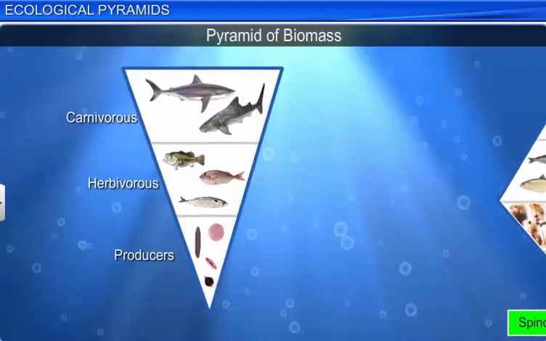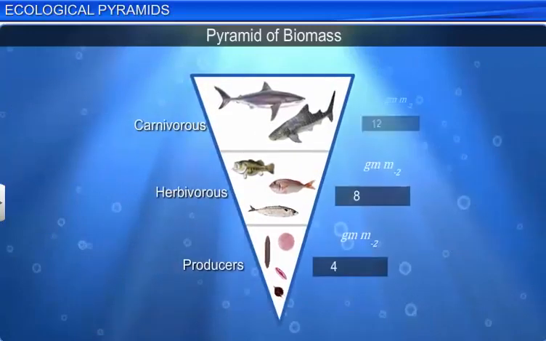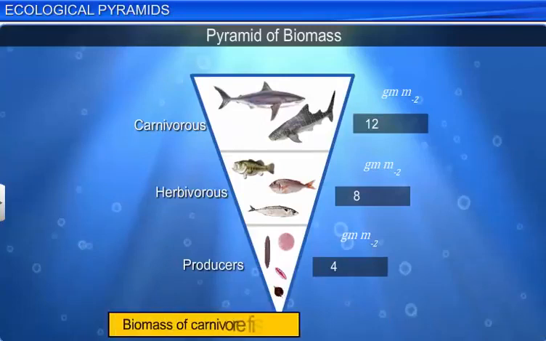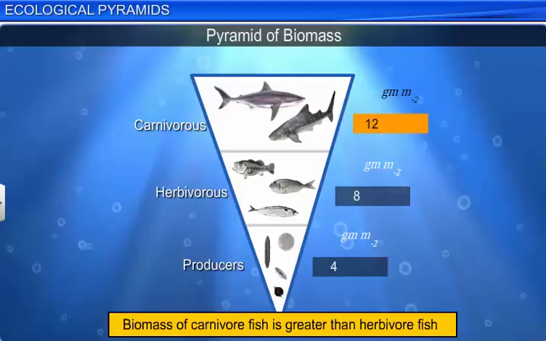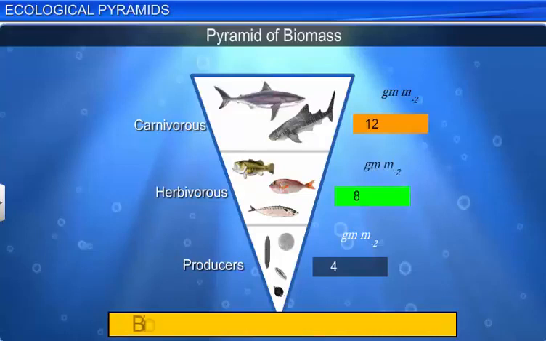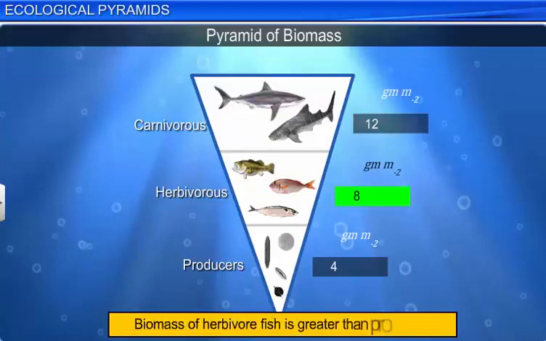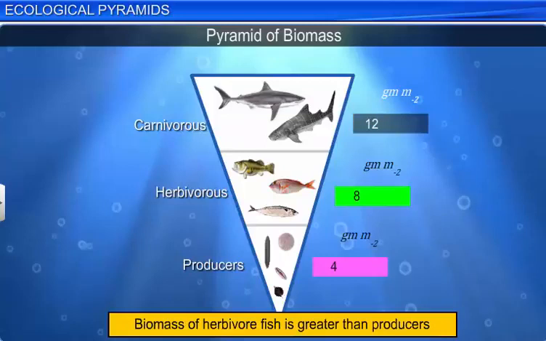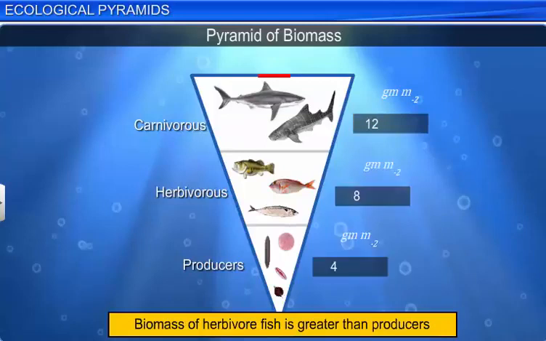For example, in the food chain shown in the image, the biomass of carnivorous fish is greater than herbivorous fish, and the biomass of the herbivorous fish is much greater than the producers or phytoplankton, leading to an inverted pyramid.